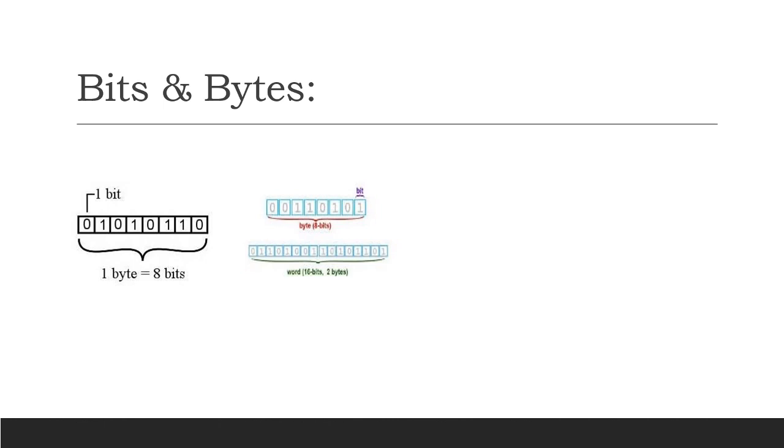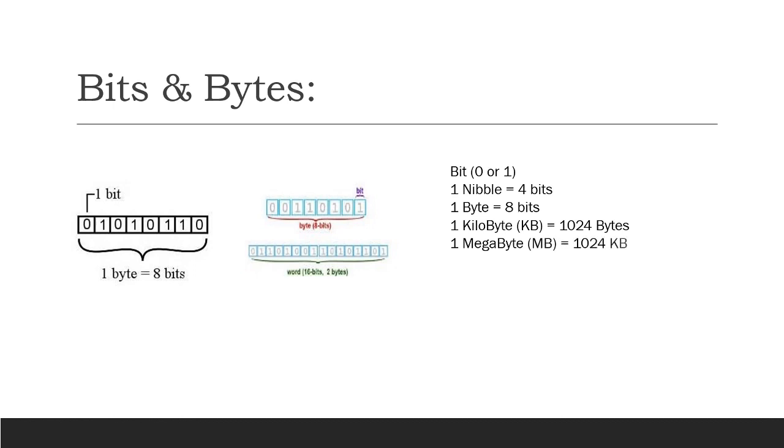Now we will see the hierarchy of these bits and bytes. A bit is actually 0 or 1. One nibble is 4 bits. One byte is 8 bits. 1 KB, you all are familiar with KB. 1 kilobyte is 1024 bytes. And you all are familiar with MB also. 1 megabyte is 1024 KB. Next, you are pretty familiar with GB. 1 gigabyte is equal to 1024 MB.